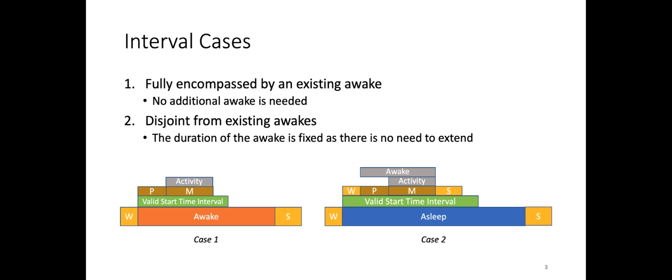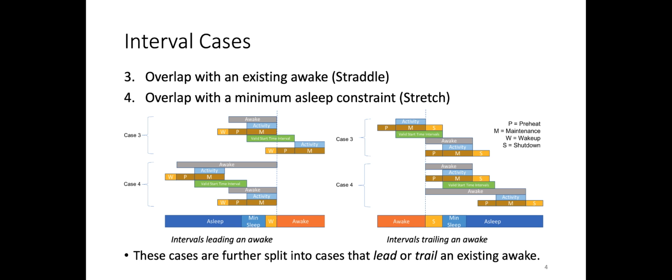So there are two not so interesting cases. One is where the new activity is completely encompassed by an existing awake, and so there's no additional waking up energy caused. The other is if the new activity is completely in a sleep period, disjoint from the existing wakes. It's an island of its own. The duration of the awake is fixed because there's no need to extend an existing awake period. Again, the awake energy is constant regardless of where in that interval we place it. So again, those are the easy cases.